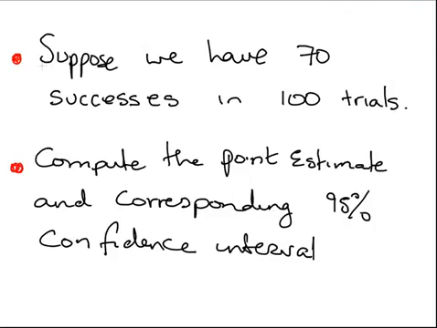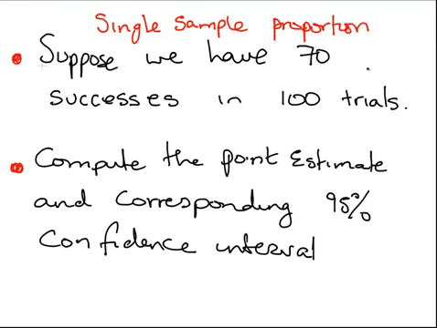What we're going to do here is confidence intervals, and as you probably can guess, it has to do with single sample proportions. So we have one sample here, and the sample size is 100, and essentially what we've done is performed an experiment, and what we're interested in is how many successes there were. So suppose we have 70 successes in 100 trials of an experiment.